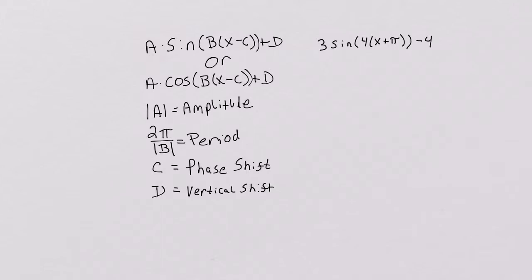We have A times sine of B times x minus c, and all of that we're going to add d to it. The other standard form is essentially the same thing. It is A times cosine, B times x minus c, and we're going to add d to everything. Now, just like the Pythagorean theorem that you guys know so well, a squared plus b squared equals c squared, your a, your b, and your c stand for something. There's just not a letter.